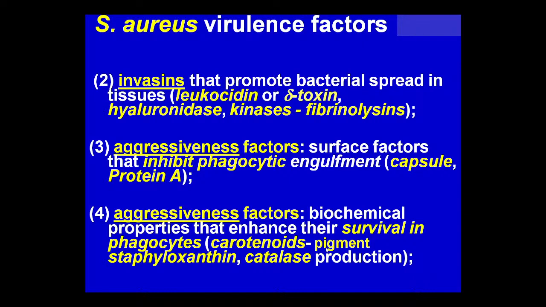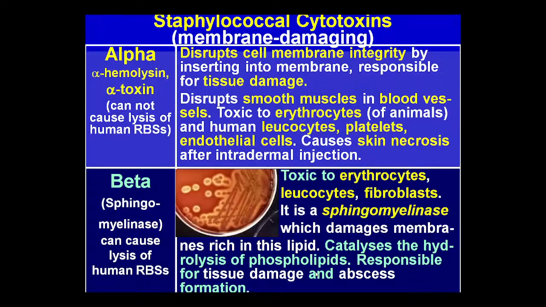For example, staphyloxanthin may inhibit the active radicals that may damage the cell wall of Staphylococcus aureus and may lead to digestion of Staphylococcus. So staphyloxanthin and catalase are examples of it.